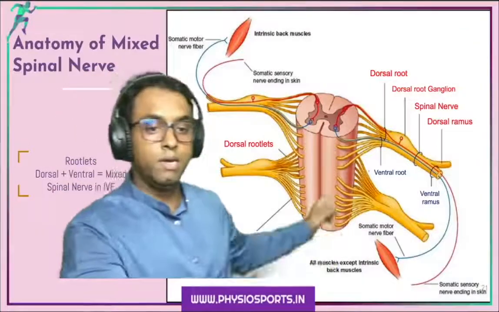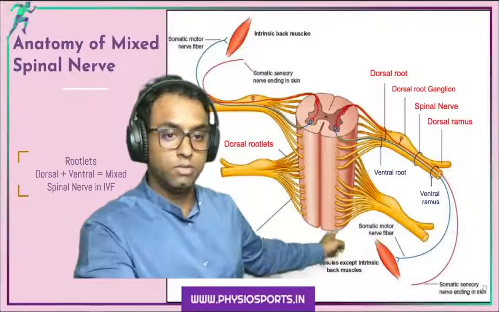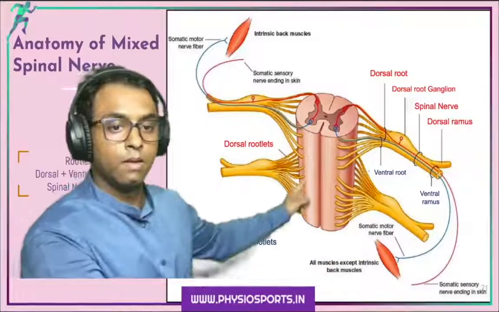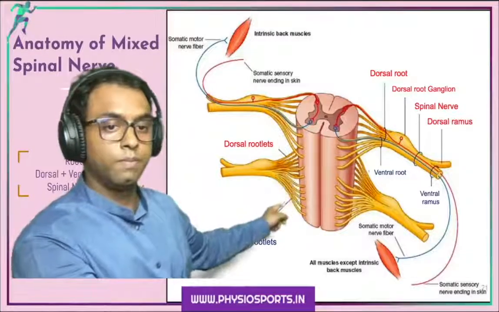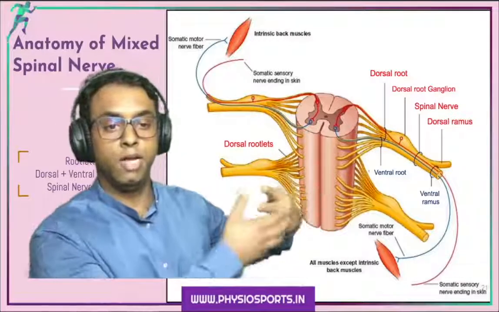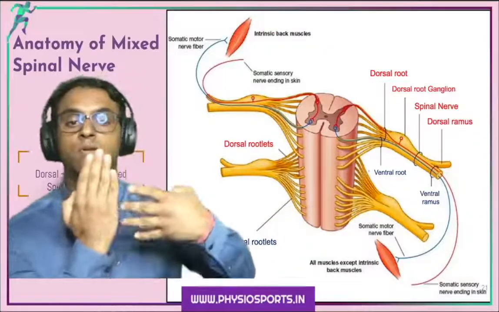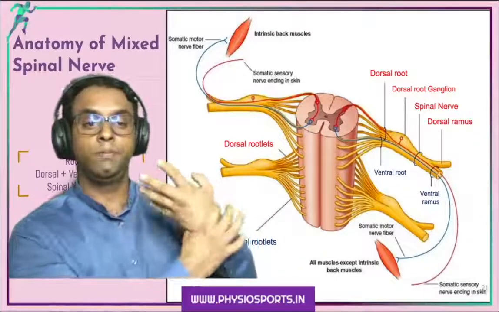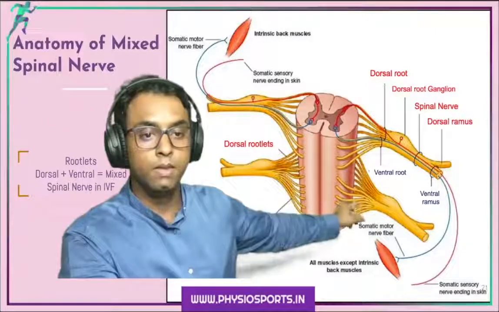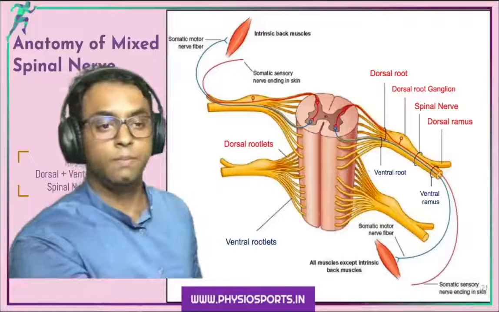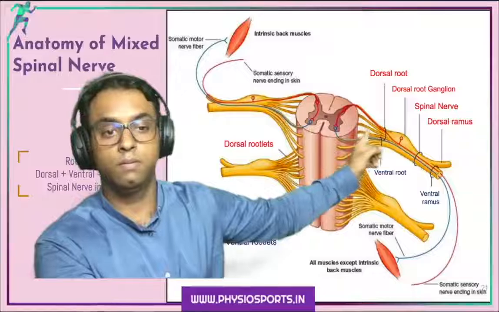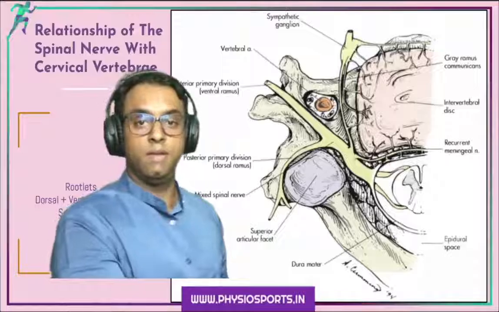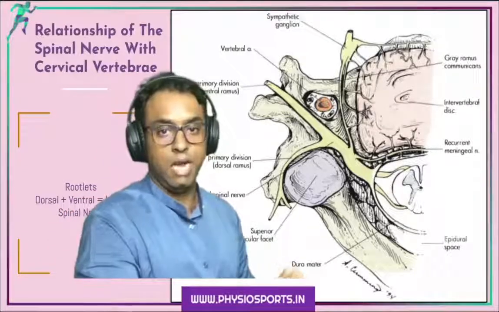As you can see over here, these are the rootlets. The ventral rootlets and the dorsal rootlets. The rootlets emerge from the spinal cord and join together to form the dorsal and ventral roots. On the dorsal side, there is a dorsal root ganglion, which is demonstrated over here. The superior view of an atypical cervical vertebra showing the relationship with the neural elements.